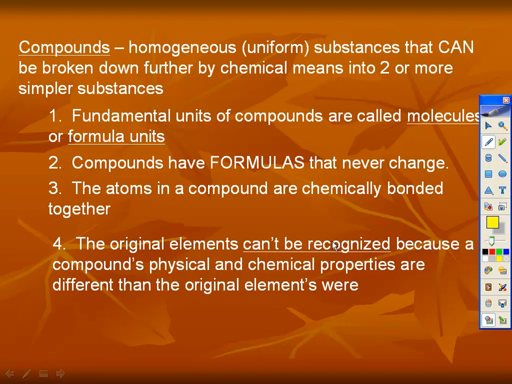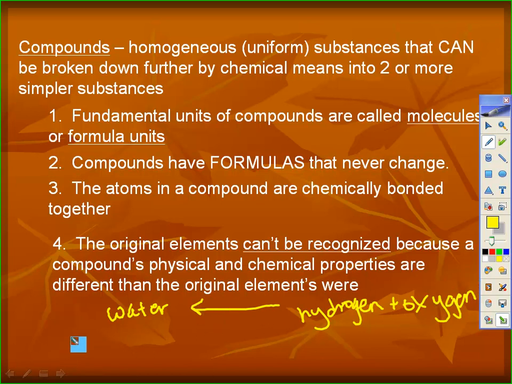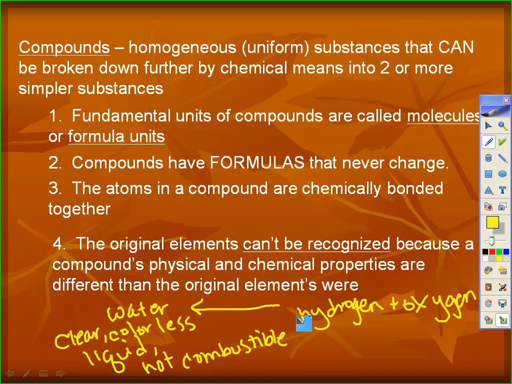And in a compound, the original elements can't be recognized because a compound's physical and chemical properties are different than the original elements were. So for example, water is different than both hydrogen and oxygen. That's how it's made. I combine hydrogen and oxygen together, but I can't see any hydrogen or oxygen in there anymore. I've got a clear, colorless liquid here that is not combustible, whereas hydrogen and oxygen are both combustible gases.